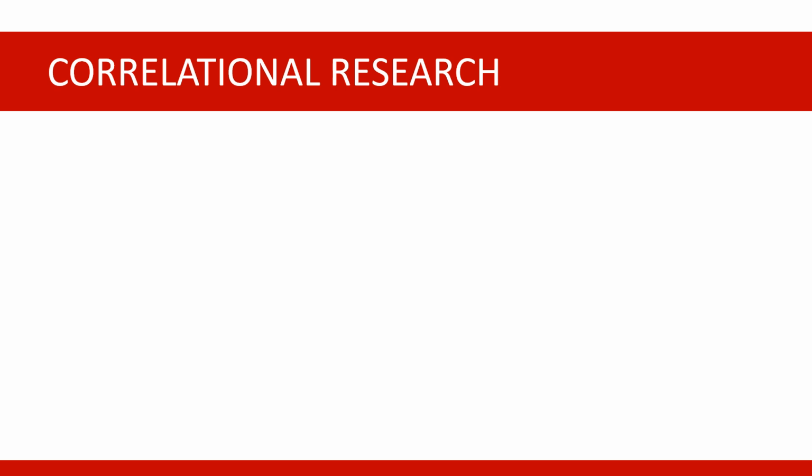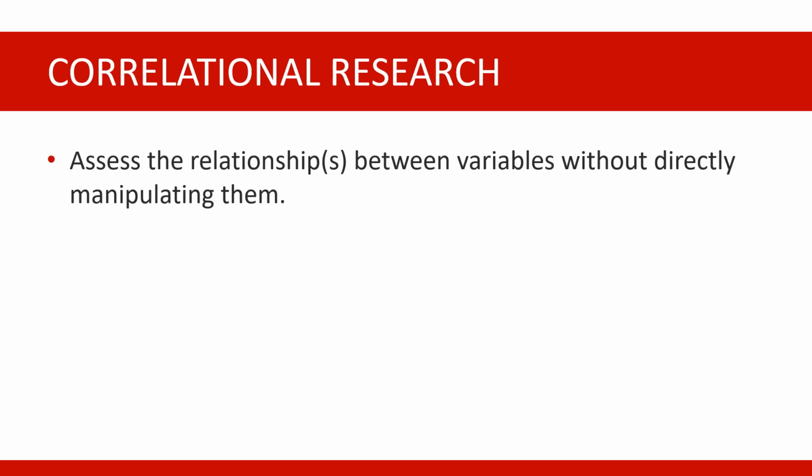Another important research design in clinical psychology is correlational research, which is sometimes also called observational research, or might also be called naturalistic observation. In correlational research, we're assessing the relationship between variables without directly manipulating them. Often this relationship will be represented by a statistic called a correlation coefficient. So a correlation coefficient is a number between -1 and +1 that tells us the direction and the magnitude of a relationship between two variables.